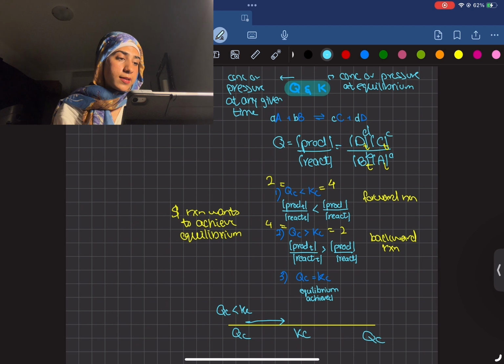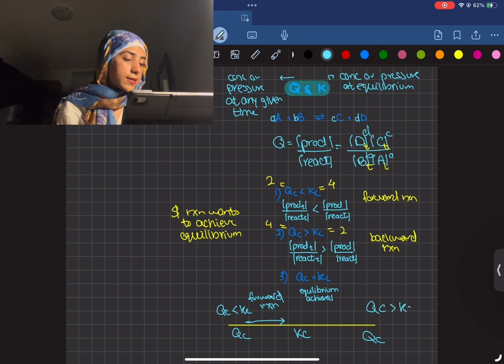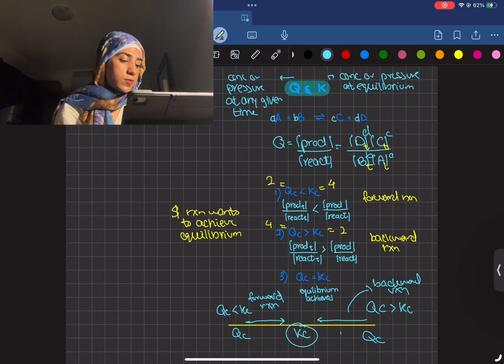So that means that my forward reaction is being preferred. And then let's say my QC is greater than my KC over here, because QC is lying far ahead of KC. So now on my timeline, I can notice that I want to move back to reach KC. So this refers to the fact that I have a backward reaction. And at this point, my QC equals my KC.